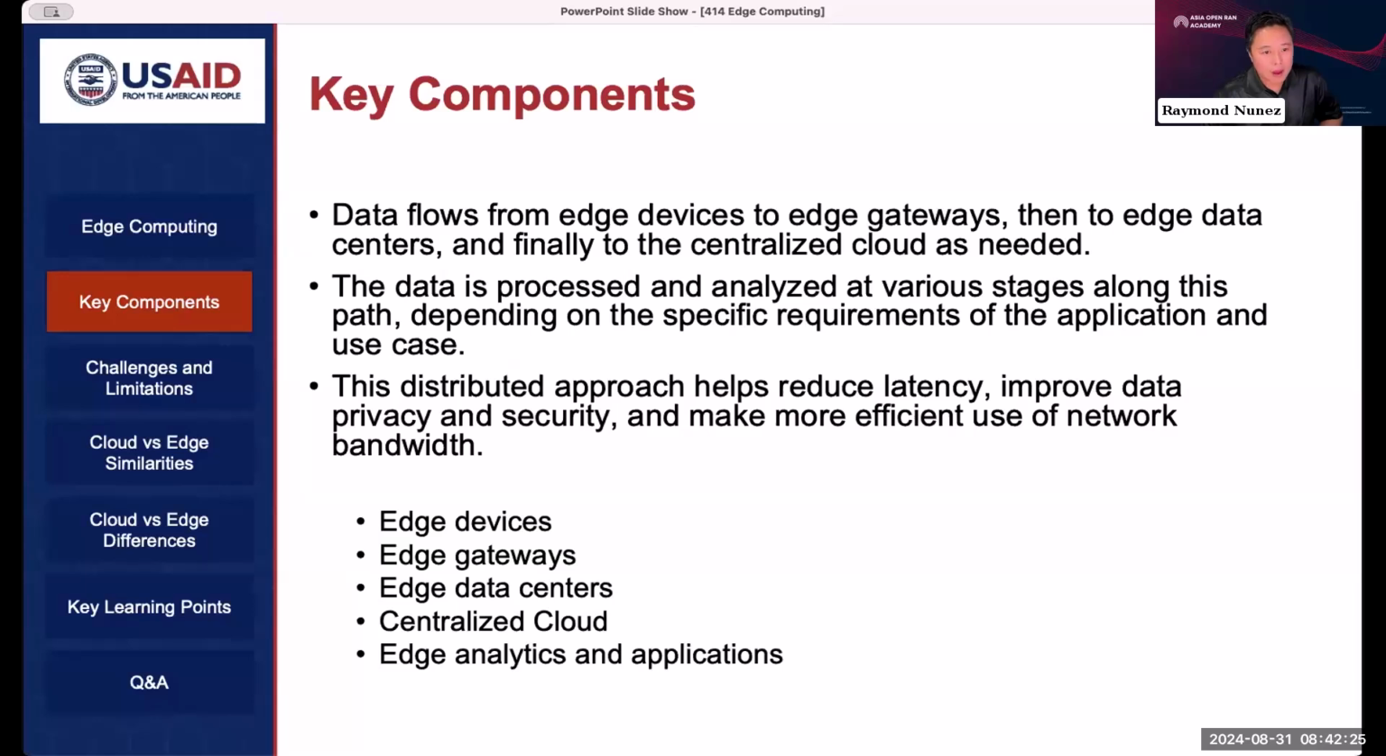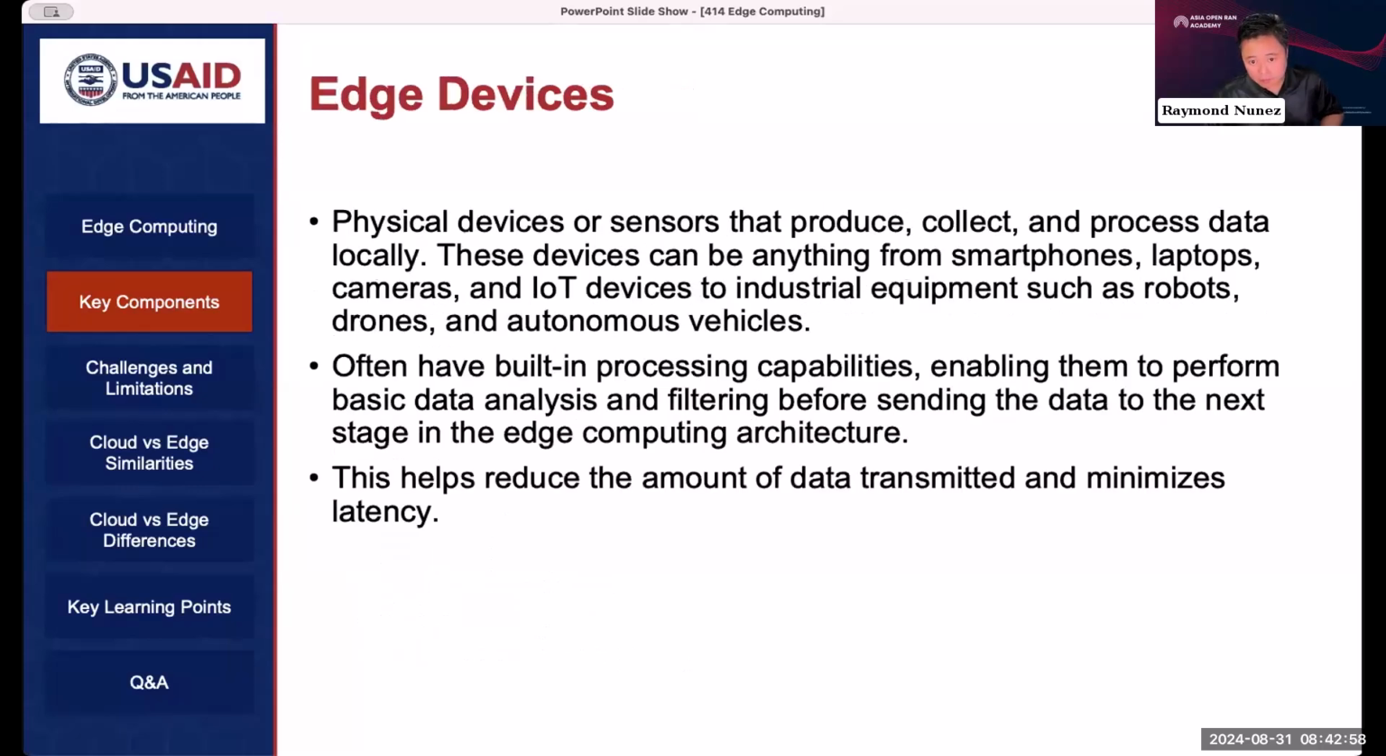But data now would need to be processed and analyzed at various stages along this path, depending on how we design this, what our specific requirements are, and use cases. So when deploying all these key components, it would help reduce the issues we've seen earlier, like latency, data privacy and security, and make more efficient use of network bandwidth, as we'll see later when we discuss each and every point of these key components.